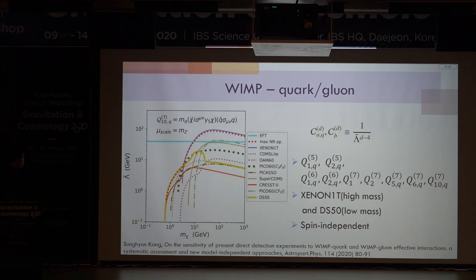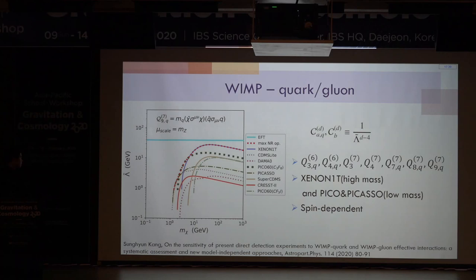For these figures, we can divide it into two classes. First is dominated by xenon-1 ton and DS50 at high mass and low mass, respectively. And combining with the table above, one can see that their response functions lead to the spin-independent case. On the other hand, the other case is constrained by Pico and Picasso at low mass. In the same way as before, their response functions lead to the spin-dependent type.